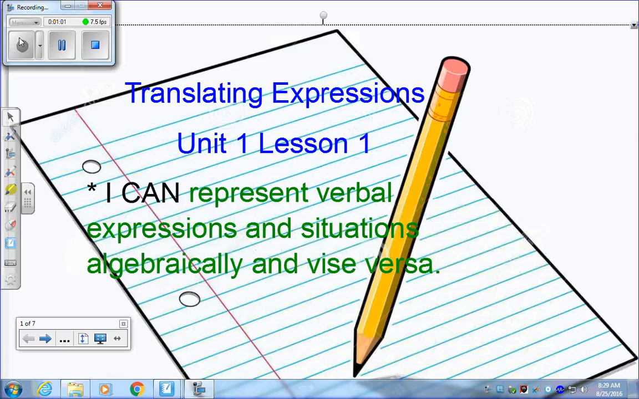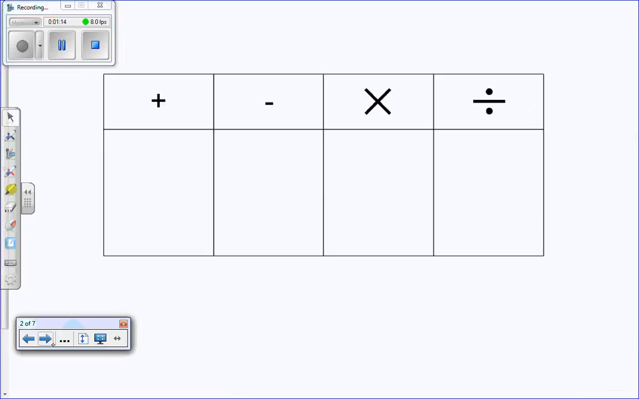And when we say vice versa, we're also going to be going in the other direction where you are seeing math symbols and then writing out the words that match them. Okay, so what we want to start off by doing is brainstorming, taking a look at these symbols here, and these are some mathematical symbols, and we want to brainstorm some words that go with them.